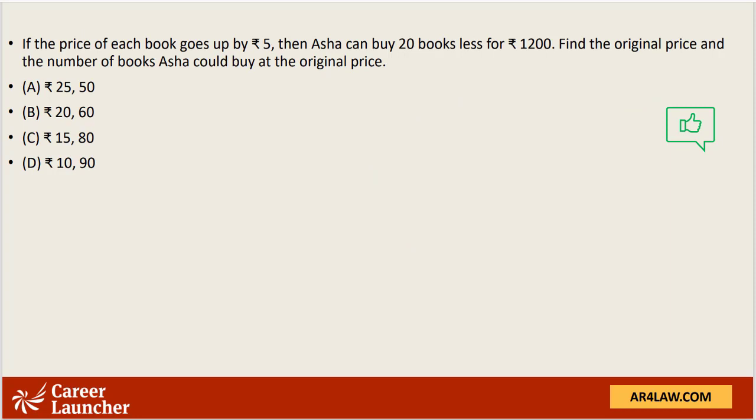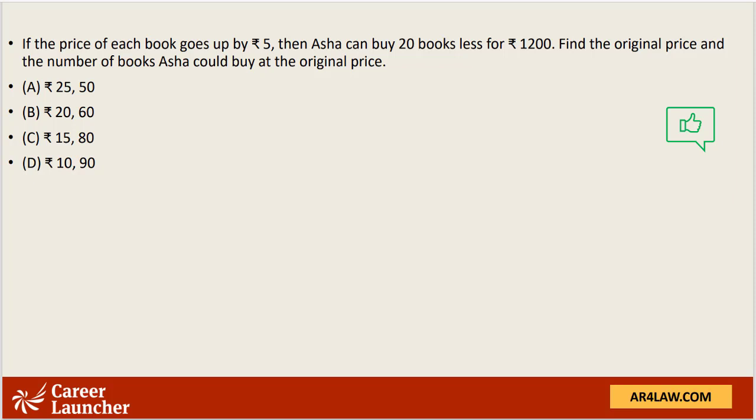If the price of each book goes up by 5 rupees, then Asha can buy 20 books less for rupees 1200. Find the original price and the number of books Asha could buy at the original price. This can be done by making an equation, but the best approach for this question would have been using the options.